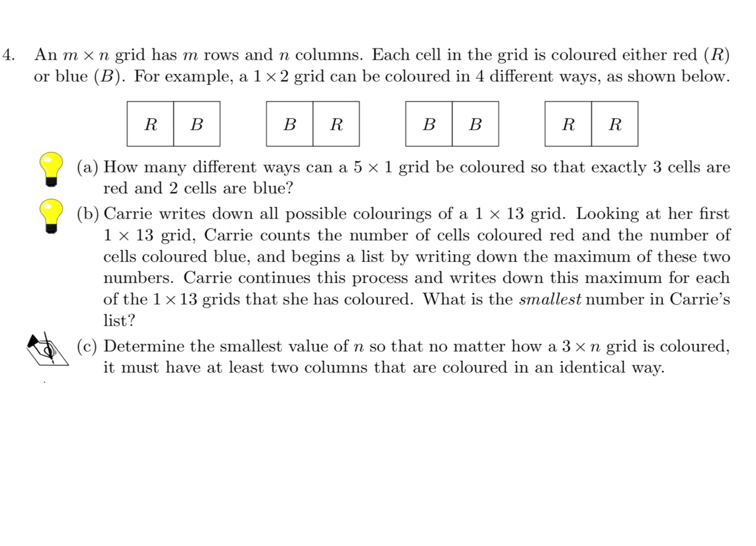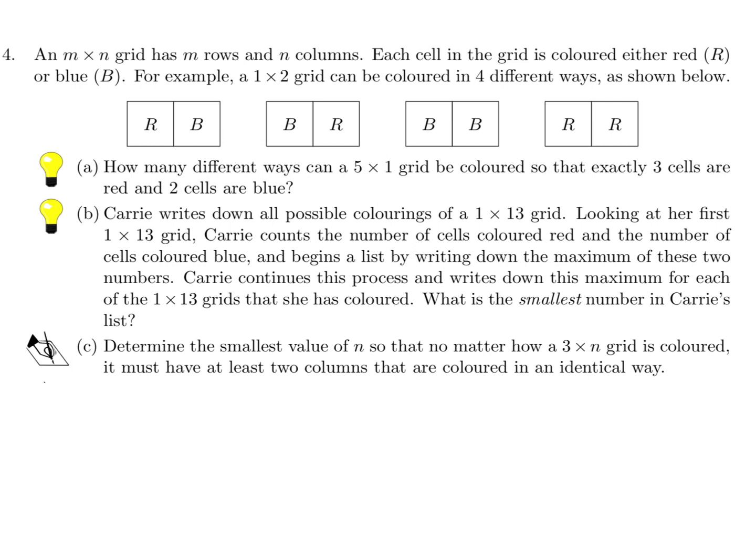Number 4, an m by n grid has m rows and n columns. Each cell in the grid is colored with either red or blue. For example, a 1 by 2 grid can be colored in 4 different ways as shown. How many different ways can a 5 by 1 grid be colored so that there are exactly 3 cells red and 2 cells that are blue?